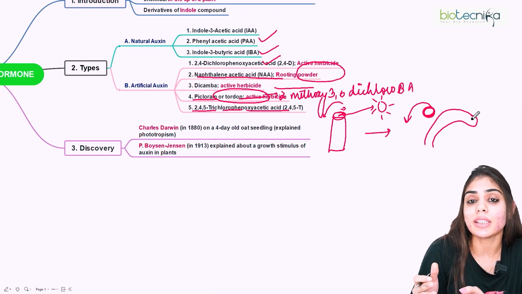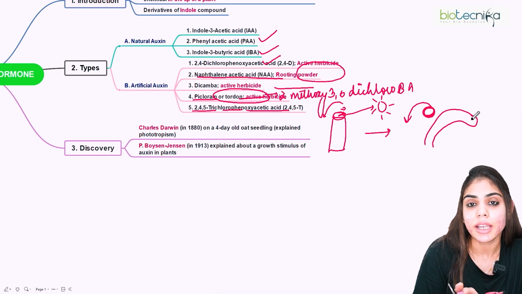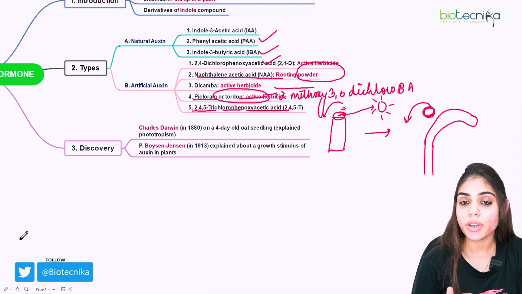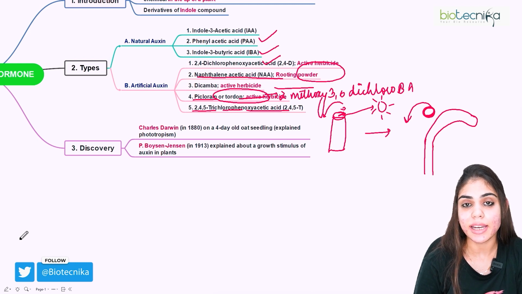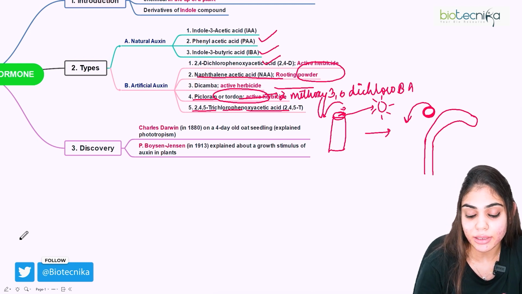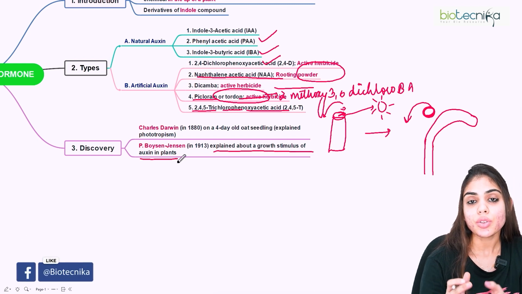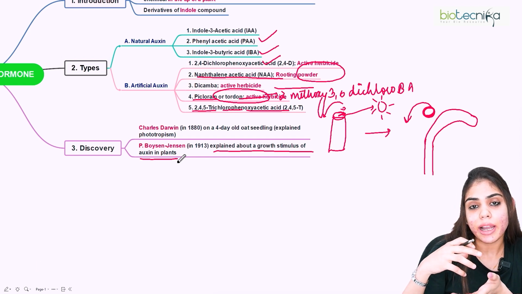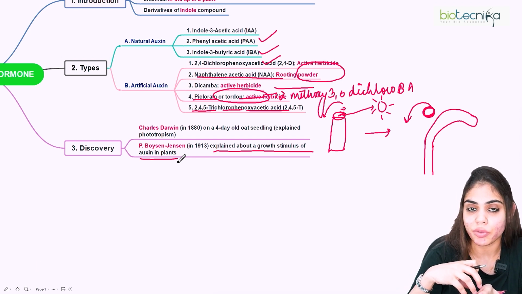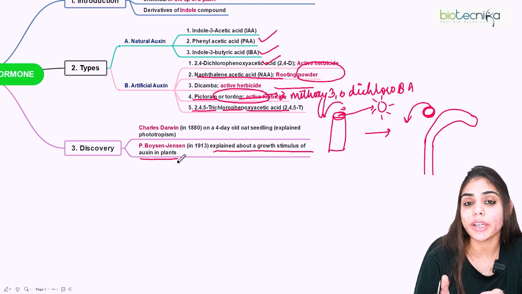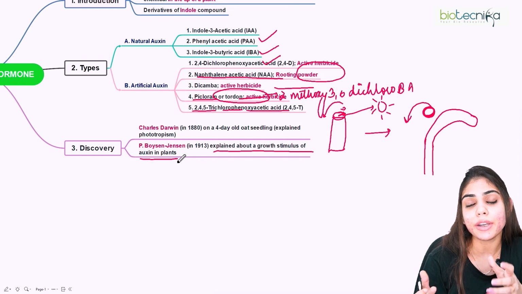This is only causing the bending of the plant towards the light, and this is what is called phototropism. This work was further extended by another group of scientists, Paal and Jensen, in 1913, where they explained the stimulus of auxin in plants. They informed that if some kind of growth stimulus is produced in the tip of the plant, it will be transmitted only if there is a water permeable barrier in between. And if there is a water impermeable barrier, there will be no transmission of this growth stimulus and no phototropism will be seen.